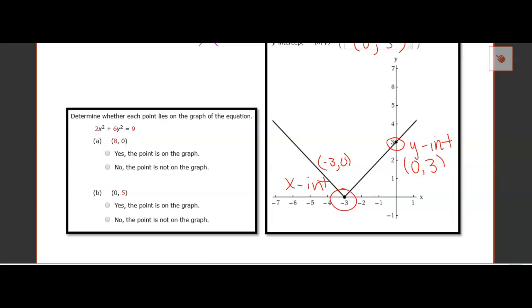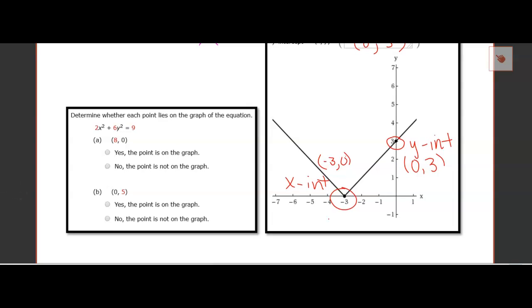Oh, here's one more. Let's determine whether the point lies on the graph of the equation. Tell you what, why don't you pause, work out these two pieces and see if the point lies on the graph or if it doesn't.